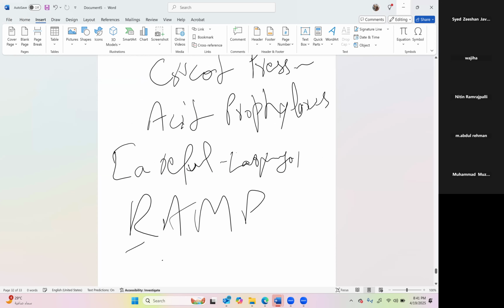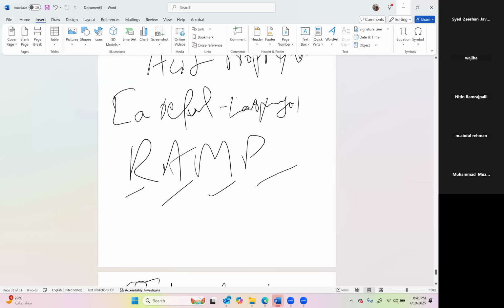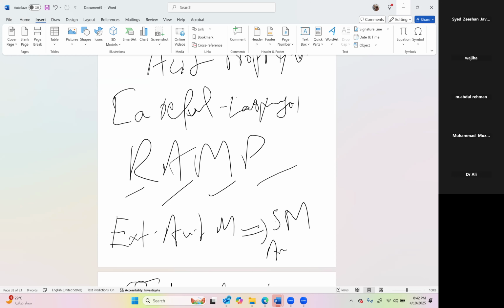In this, we position the patient in a way that the external auditory meatus becomes level with the sternomental angle, or the angle of Louis.